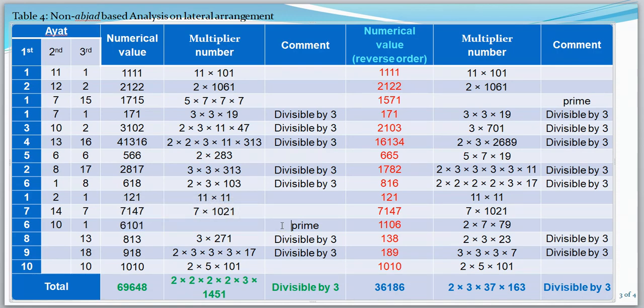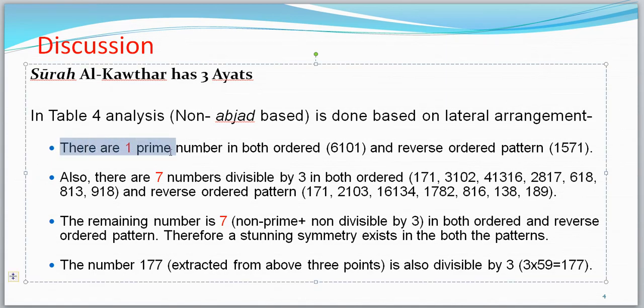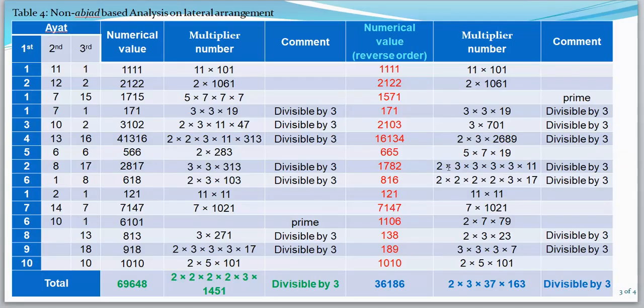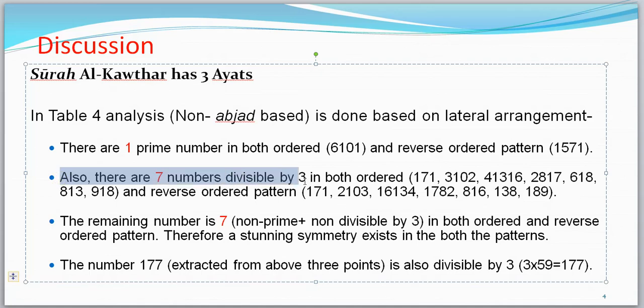So let's move to the next slide. In Surah Al-Kawthar, there are 3 ayats. Here we see that there is one prime number in both ordered and reverse ordered pattern. That means this number and this number, both are primes. Also, there are 7 numbers divisible by 3, in both ordered and reverse ordered pattern.